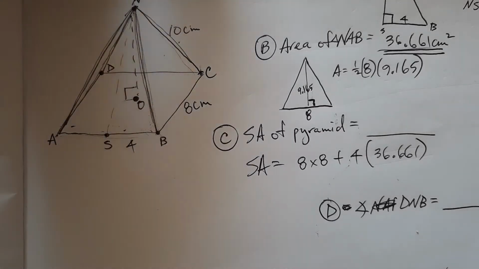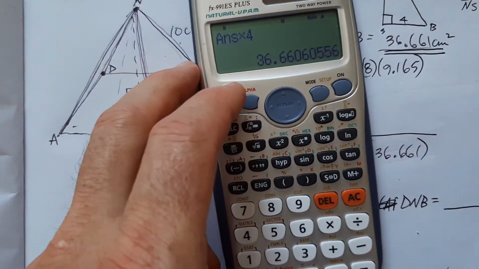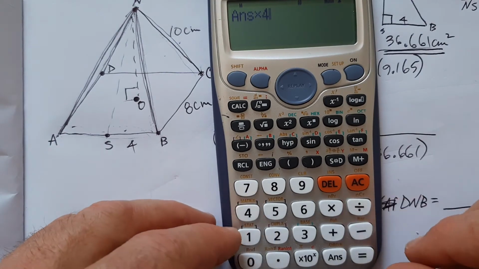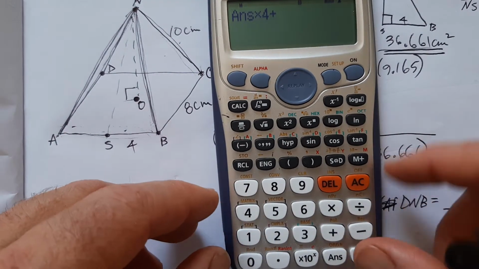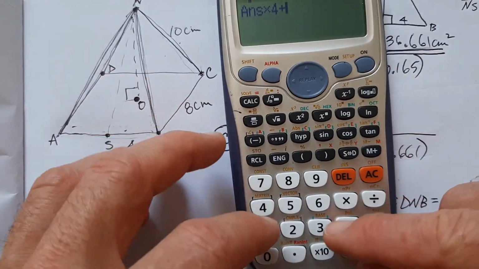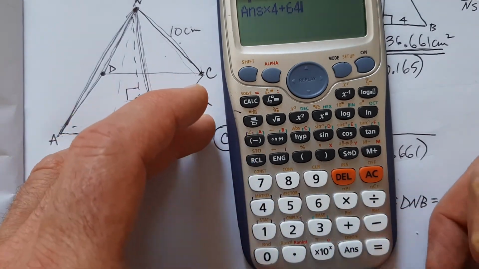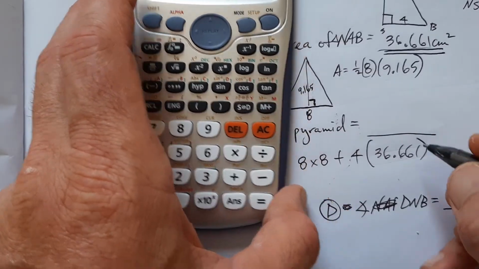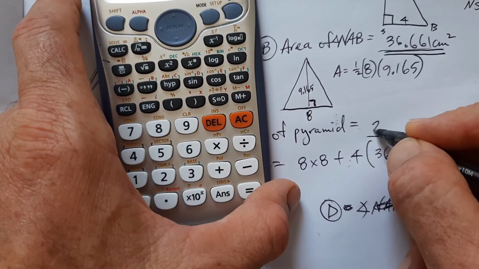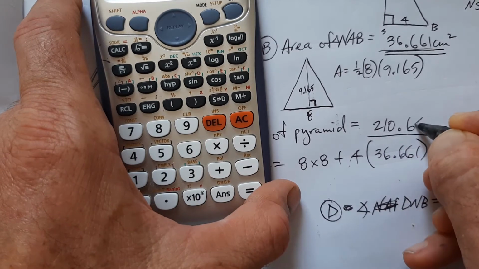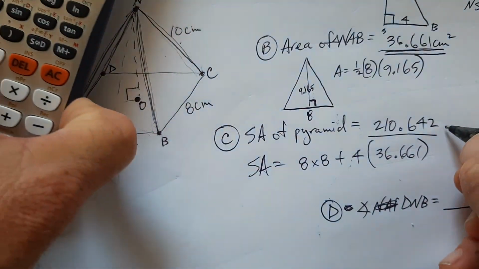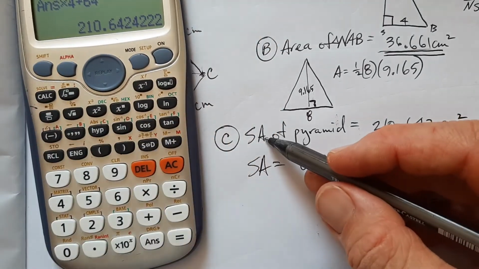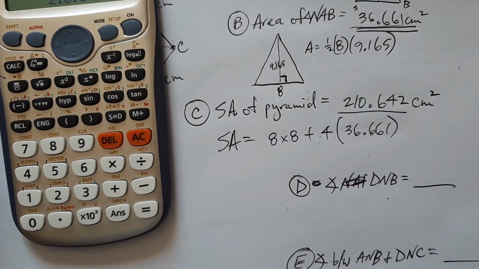Okay. I still have that in my calculator, so I'm going to multiply that times 4 plus, what was it? 8 times 8, 64, equals 210.642. If they're still wanting those significant figures, 210.642. Now that is centimeters squared, right? Because it's surface area, right? Area is square units.